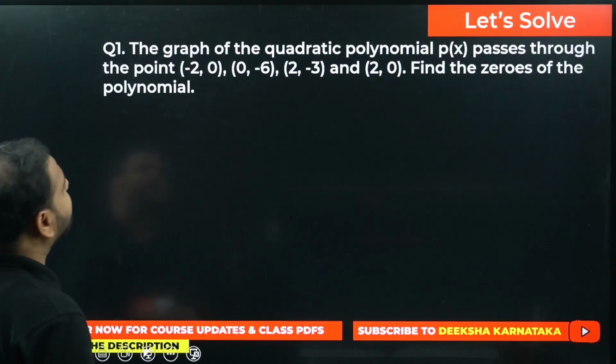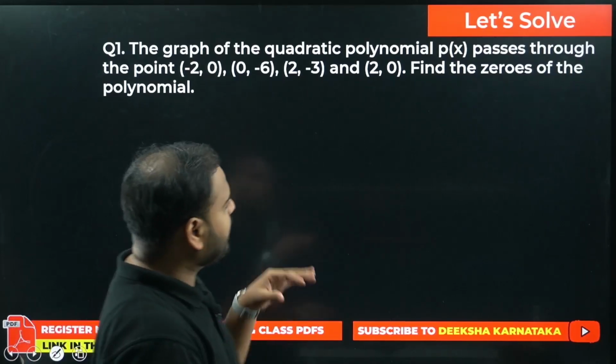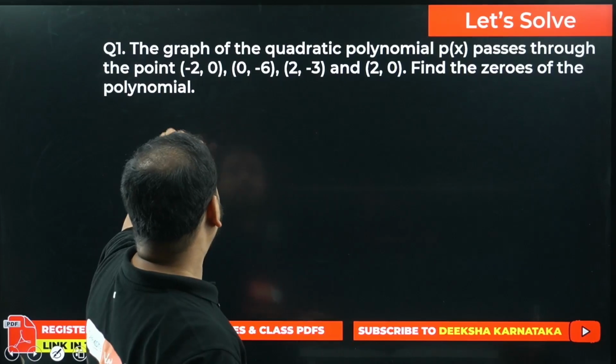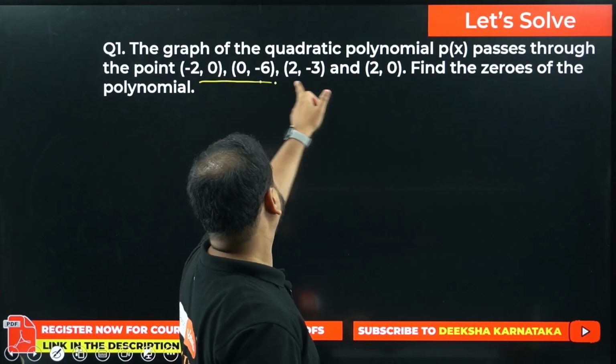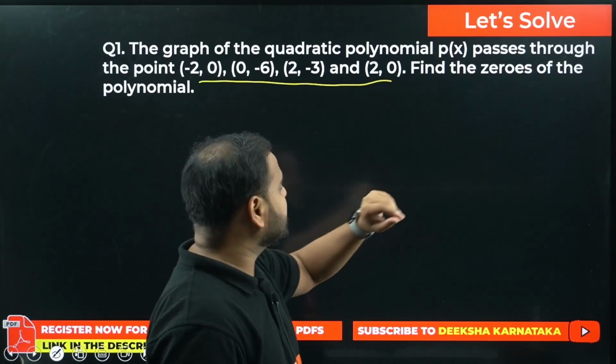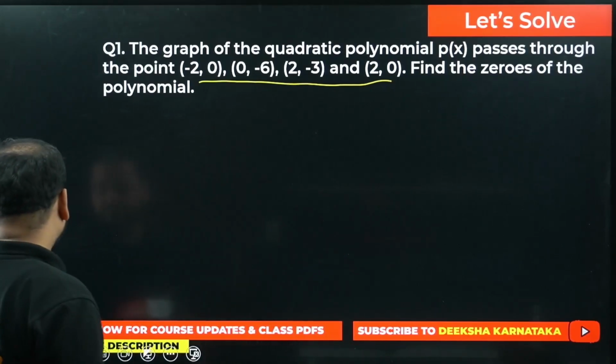The graph of the quadratic polynomial p(x), we don't know the polynomial, they've not given it, passes through the points given like this. Have a look. They've given 4 coordinates, so the graph is passing through these 4 coordinates. Find the zeros of the polynomial. So let's quickly draw the graph.